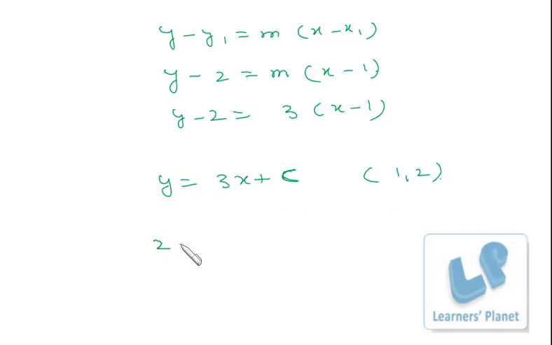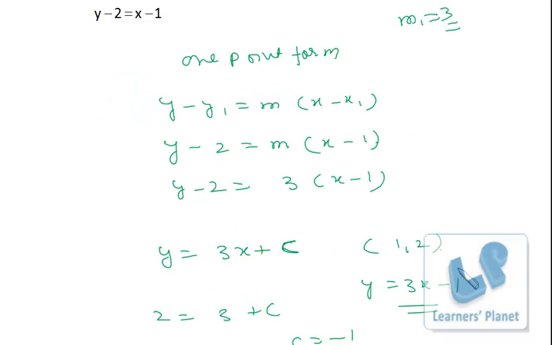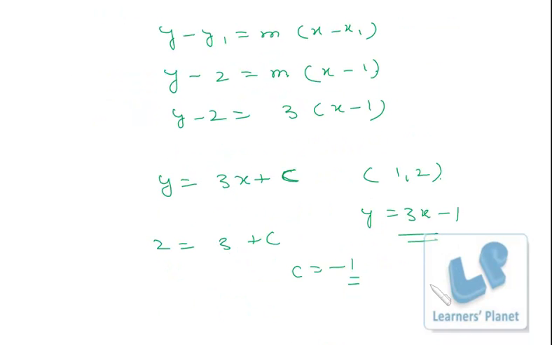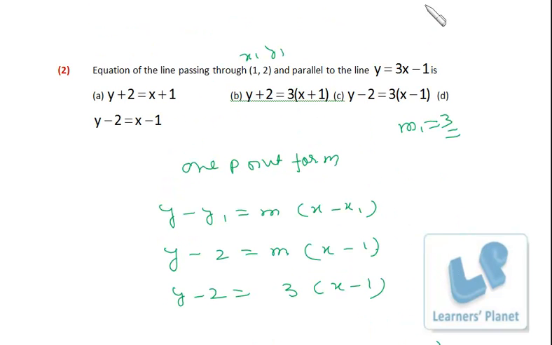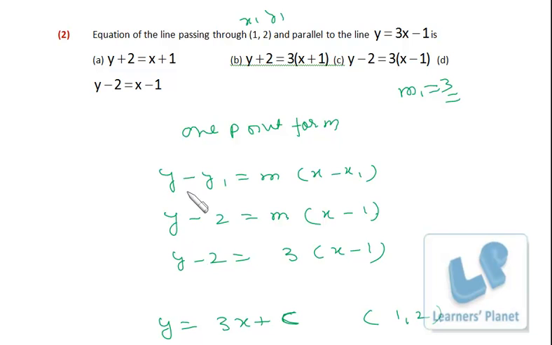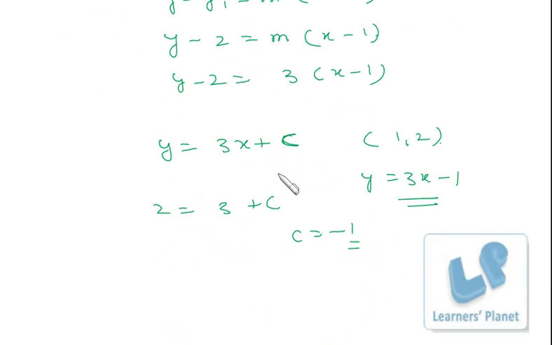Now this line is passing through 1 and 2. So instead of y, I put 2. Instead of x, I put 1. So c is equal to minus 1. So the line will be y is equal to 3x minus 1. Coincidentally, it is showing the same line. That means precisely this line, y is equal to 3x minus 1, is the same line that is passing through point 1 and 2. If you put 1 and 2 instead of x and y respectively, the equation will be satisfied. So this is how we solve. You can opt for any of the methods, the one point form or this method, any of them.